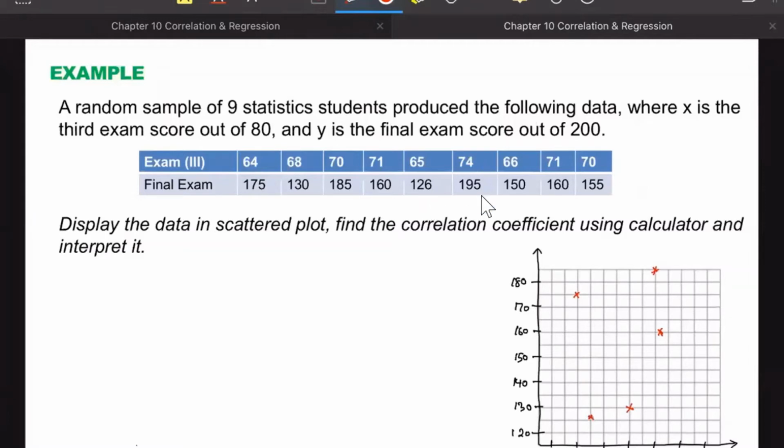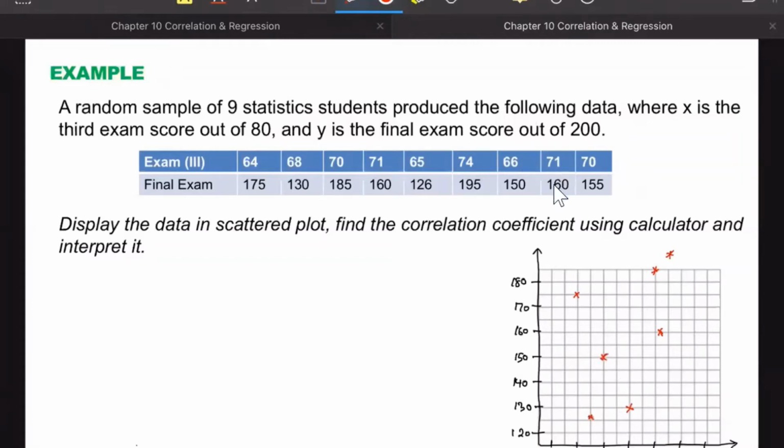74, 195. When you have 74, it is 195. There is 185 there, so 195 should be somewhere up there. Then you have 66, 150. 66 is here, you go to 150, which is up there. So 66 and 150 is that point.